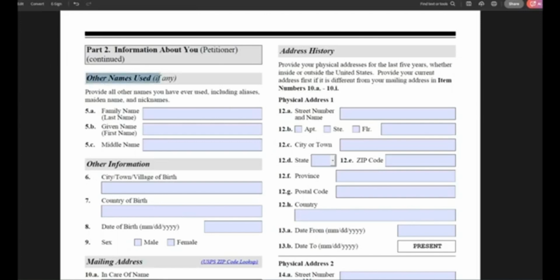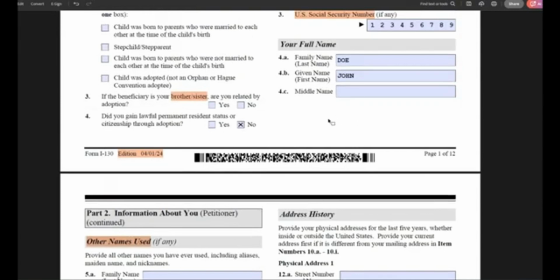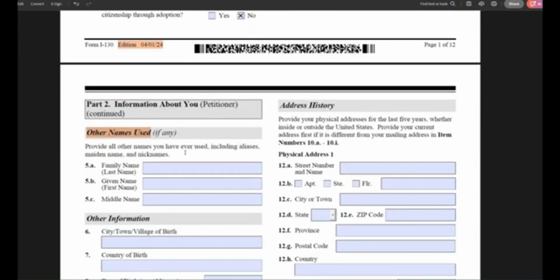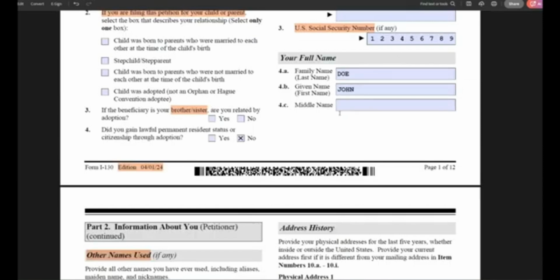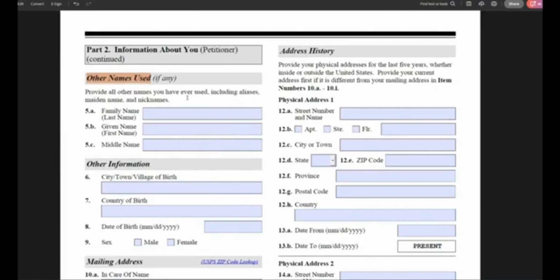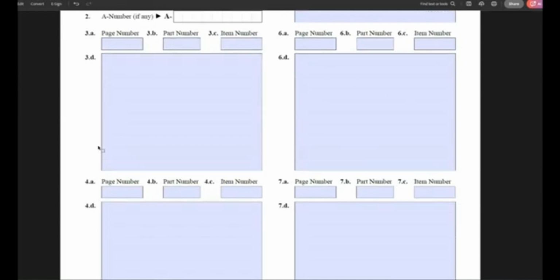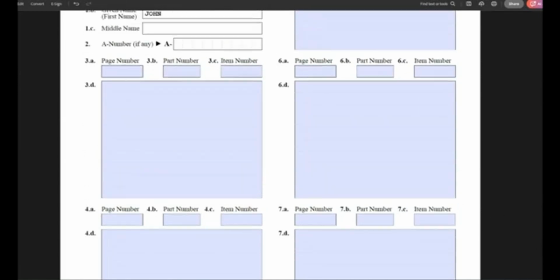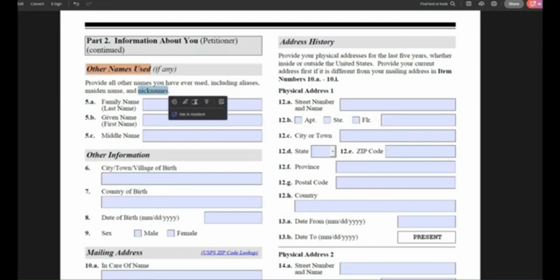If you have ever used any other names, you can provide them here. So for instance, if you changed your name during naturalization process, indicate any other name you used here. Maybe if you are a woman and you're filling this out and you had a maiden name, you can also indicate it here. And if you run out of space, you can scroll all the way down to the last page and add any more names if you've ever used them before. It does mention nicknames here, but they do not actually mean nicknames that your family or friends call you. This means any nicknames that you have ever used in documents or applications.